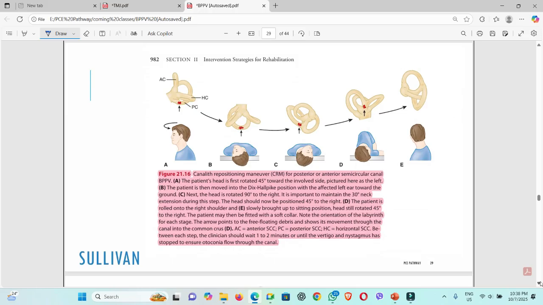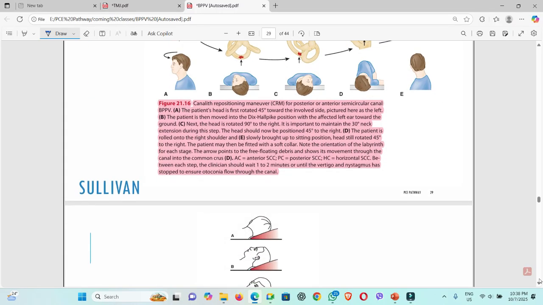So with the CRM, this is what we did. Right, this is the example. It was here near the ampulla. After rotating the head, it reached here. We turned the head from here. It went up. It is here, right? It is back to the original place where it was. It's not in the canal anymore, not in the ampulla anymore.